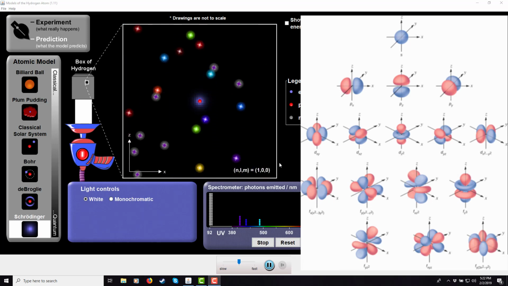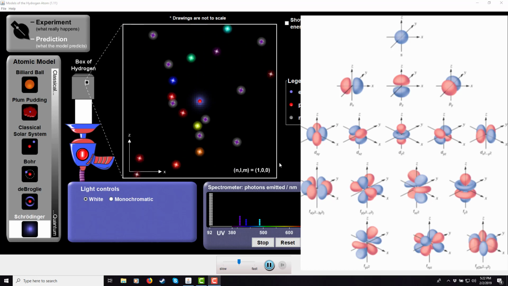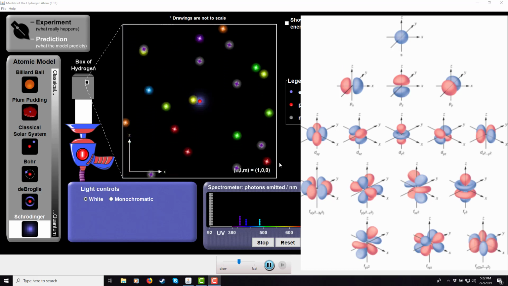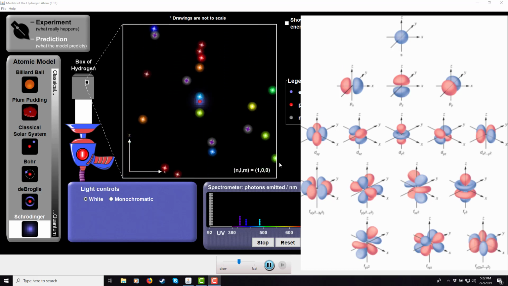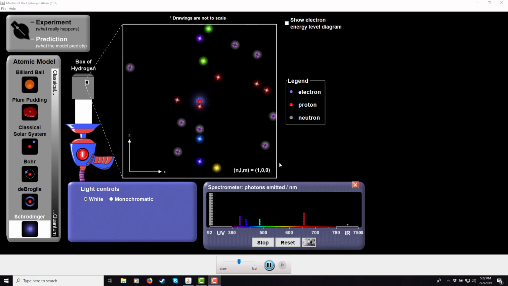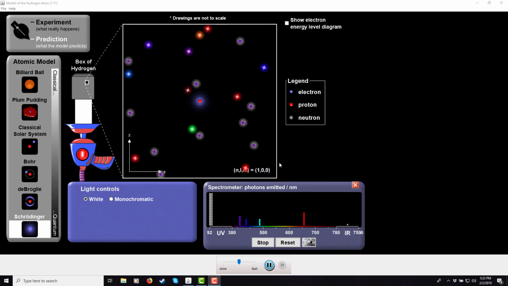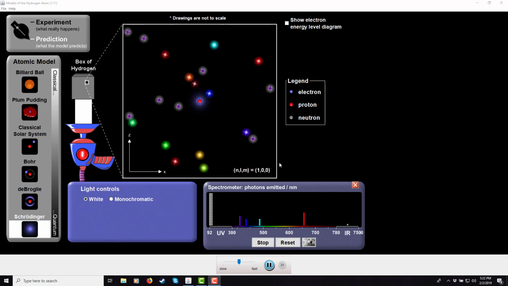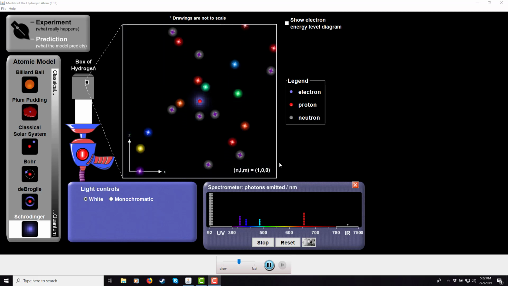So it goes by a fairly standard add 2 pattern. There's 1 s, there's 3 p's, 5 d's, and 7 f's. Presumably, if you had an h, there would be 9 g's.